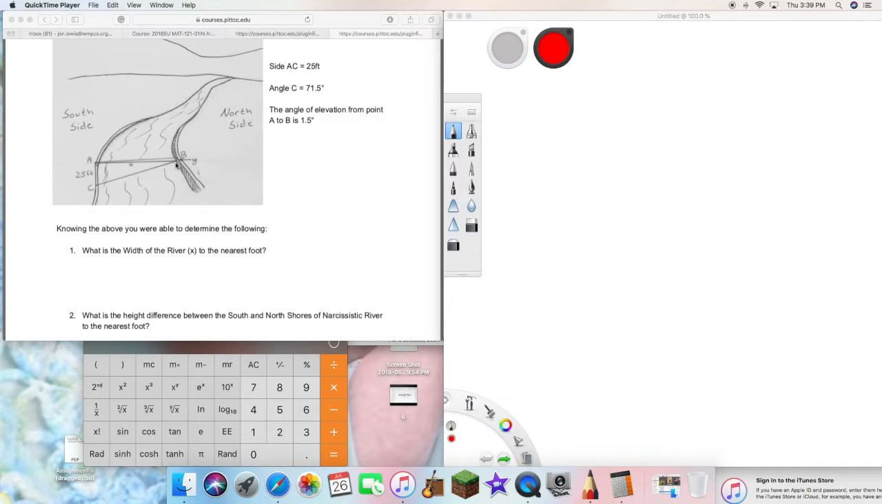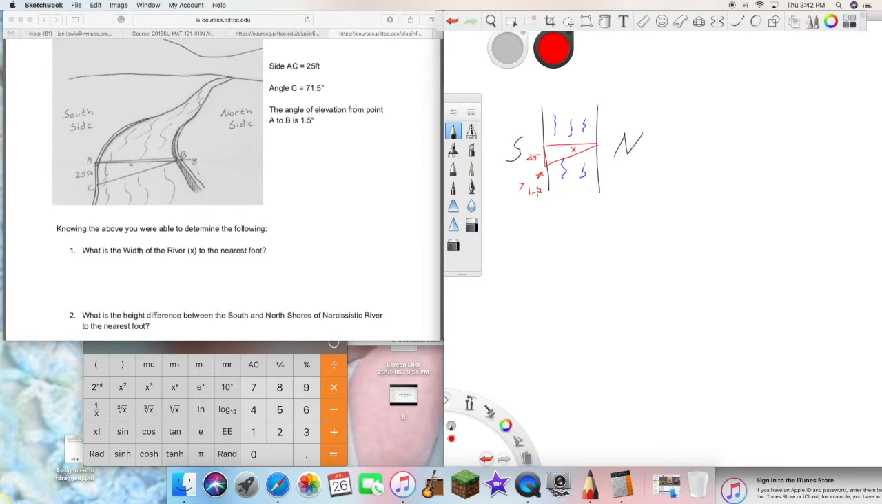Now, with that being said, let's talk about what it looks like if you were a bird flying over it. This is what the river would look like. Sorry for my bad handwriting on the computer. So this is what we know from a bird's eye view. We know that this distance from the south to the north is x. We know from this distance here to here is 25. We know that this angle right here happens to be 71.5. Now, this is what we've got to do. We need to figure out x.